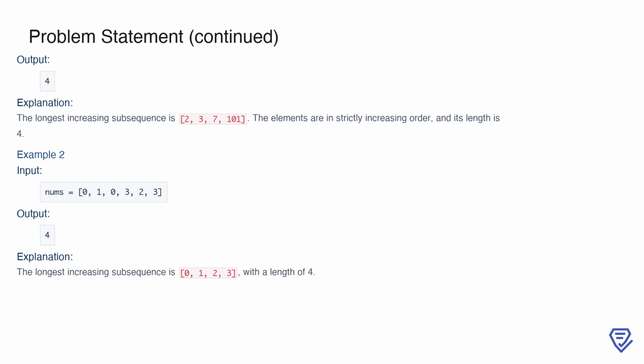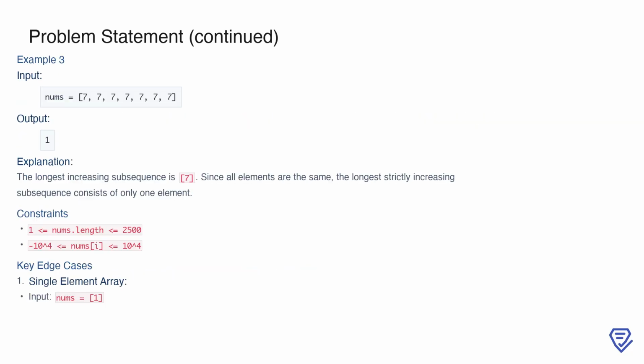Another example is nums equals 0, 1, 0, 3, 2, 3. Here, the output is also 4, as the longest subsequence is 0, 1, 2, 3. Notice that while there may be other subsequences, we are specifically looking for the one with the maximum length that maintains the increasing order.